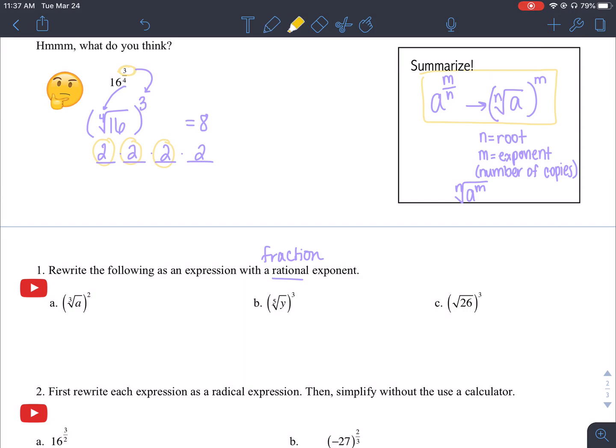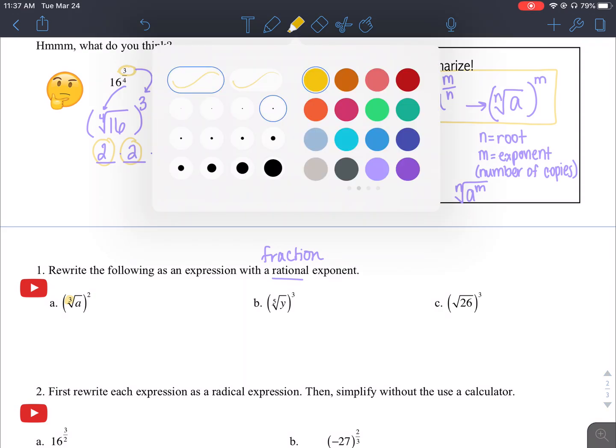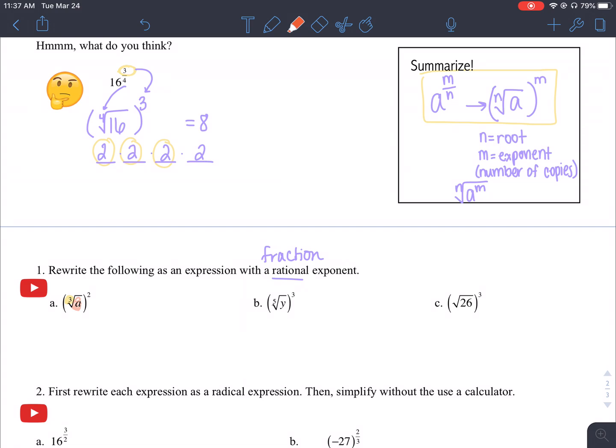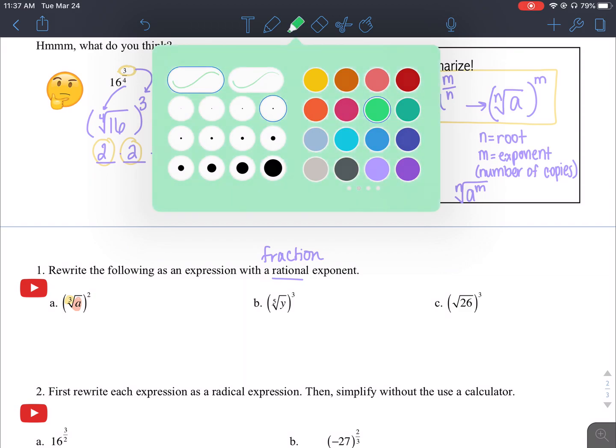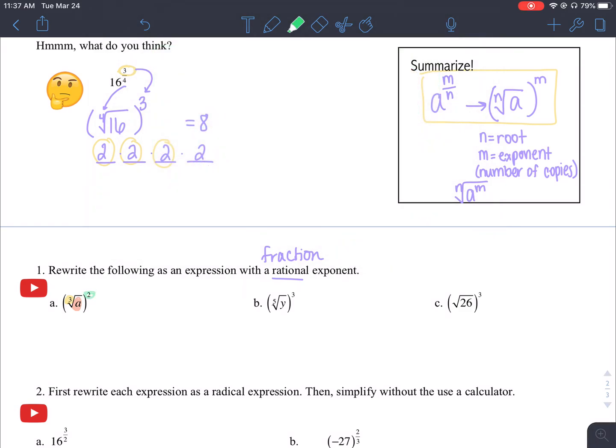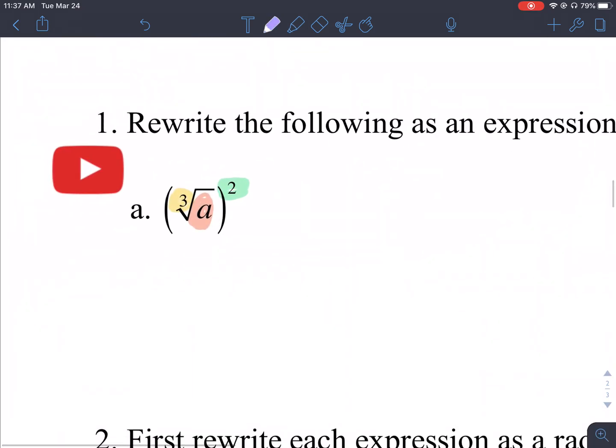So remembering from our summary box earlier, my denominator is my root. So if I look at this first one, my root is 3, which means my denominator is going to be 3. My base becomes what's inside. So in that case, they're both a. And then my exponent becomes my numerator. So a is my base, 2 is my numerator, 3 is my denominator. And there's no way that we can simplify this.